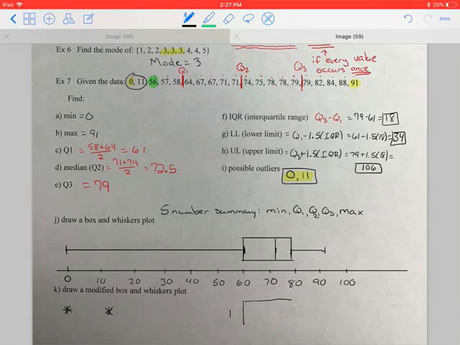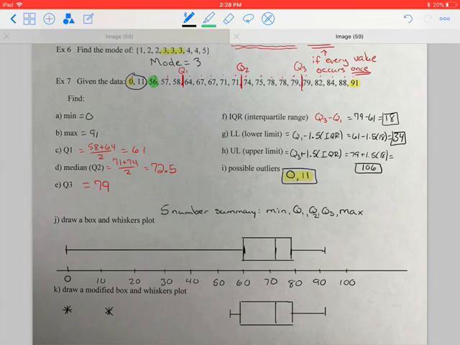So I'm going to try to keep, maybe I should use my straight line tool. I'm going to try to keep the box exactly the same as the one above it. Okay, so I'm bringing those lines down. And then my max is still 91. Not my straightest lines ever, but that's okay.